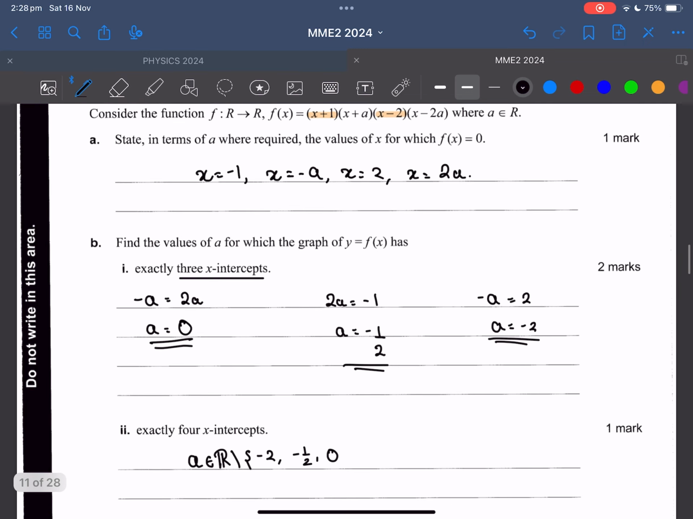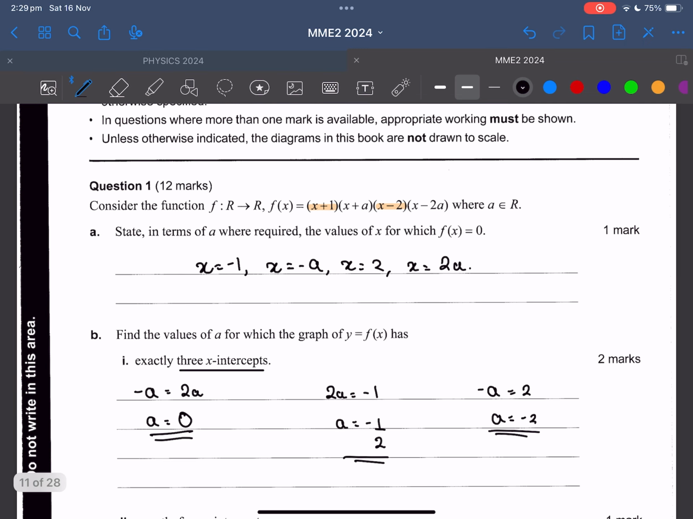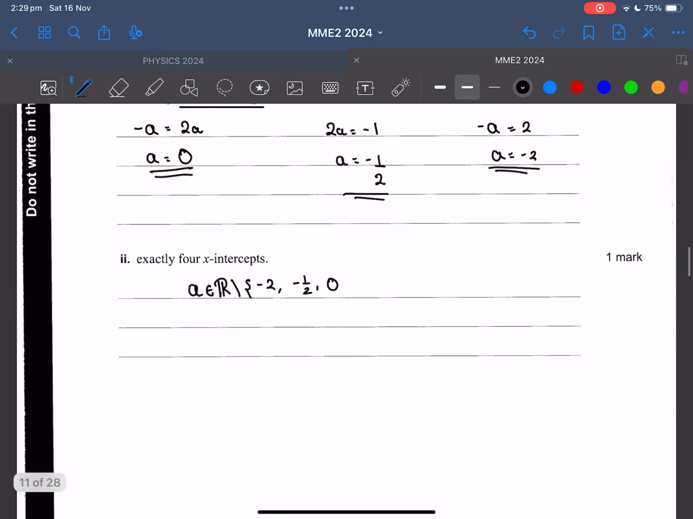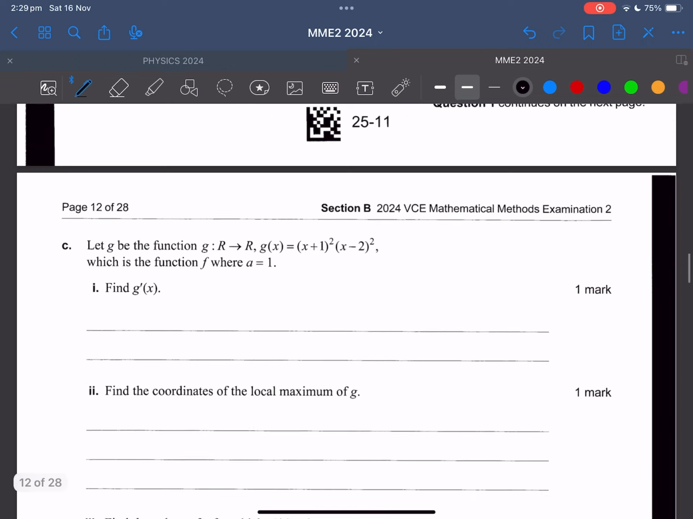Yes, we are also missing the fact that when a equals 1, we only get two x-intercepts, right? So (x + 1)(x + 1)(x - 2)(x - 2). As you can see, that only gives us two intercepts, so we also have to reject that value. Let's do that real quick. After rejecting that value, that pretty much should give us 4 intercepts at any other value of a. Hopefully this makes sense. So let's move on to the next page.